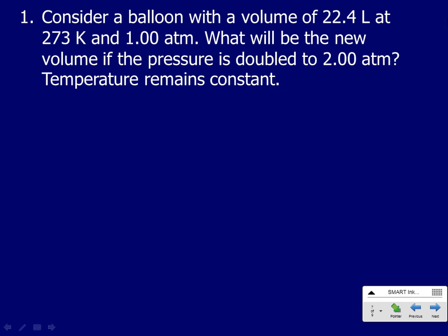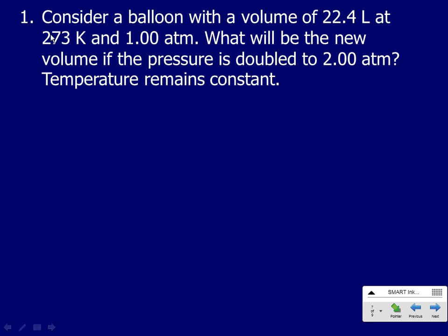As I stated, this is just like the problems that we have dealt with concentration. It doesn't matter which one you designate as 1 or as 2, as long as they're together. So you can go ahead and solve this one without me. I've got a balloon. It's got a volume of 22.4 liters at 273 Kelvin and 1 atmosphere. What will the new volume be if the pressure is doubled to 2 atmospheres and the temperature remains constant?